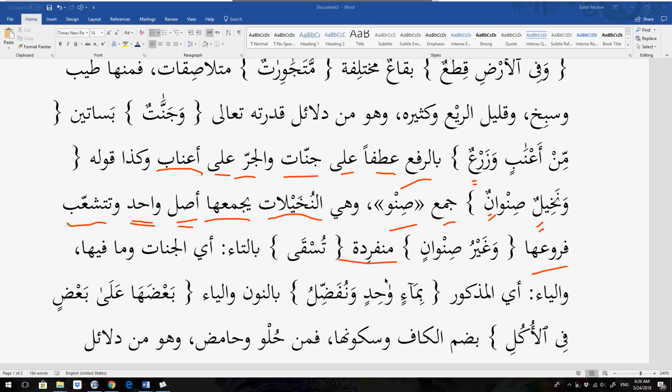مُنْفَرِدَةٌ, وَمُنْفَرِدَةٌ, meaning one. That's just one trunk.